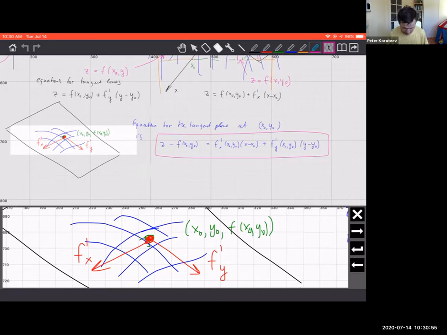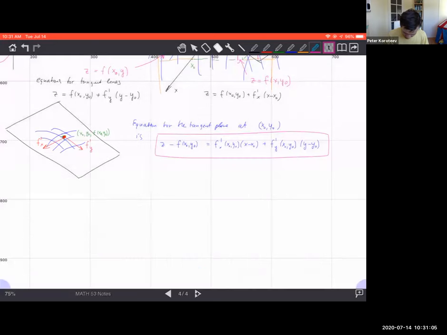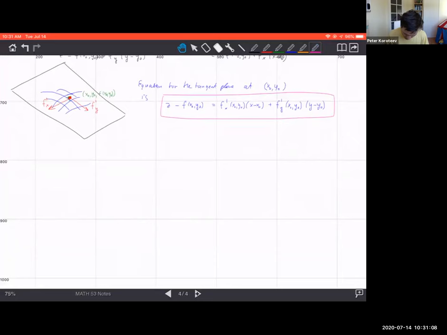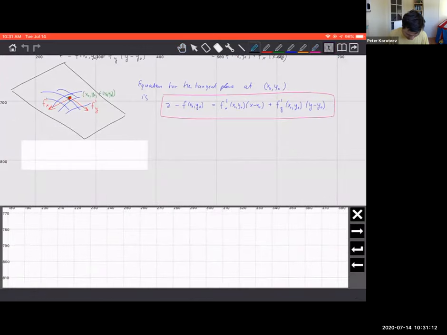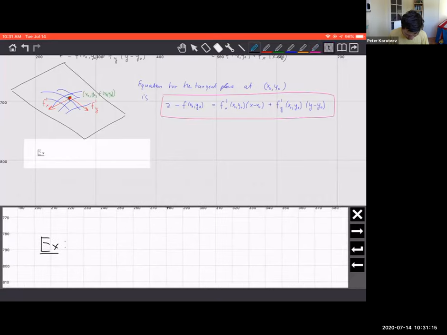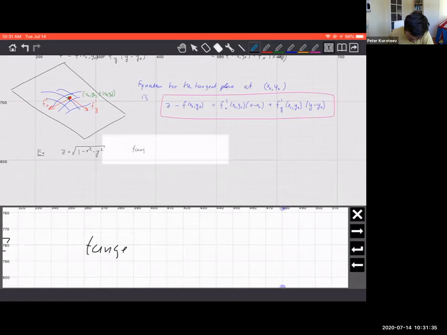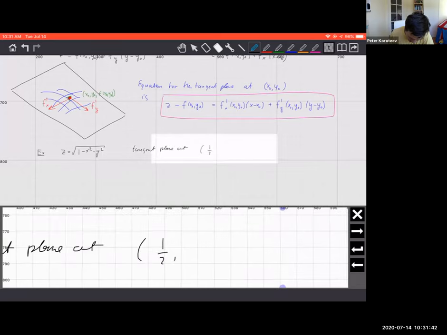So, let's maybe draw some pictures. And let's take an example with the calculation, and then we can draw some pictures. In mathematics example. So you have function z is equal to square root of 1 minus x squared minus y squared. So it's the upper hemisphere, it's the northern hemisphere, right? If it's with a plus sign, and let's say you want to find the tangent plane at a point one half.